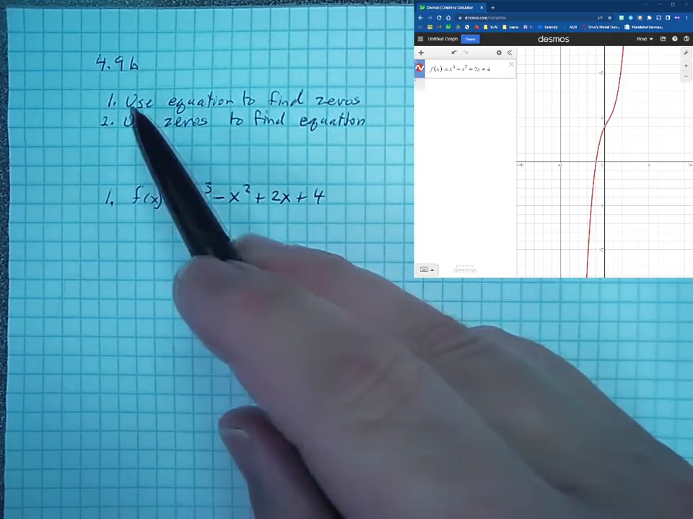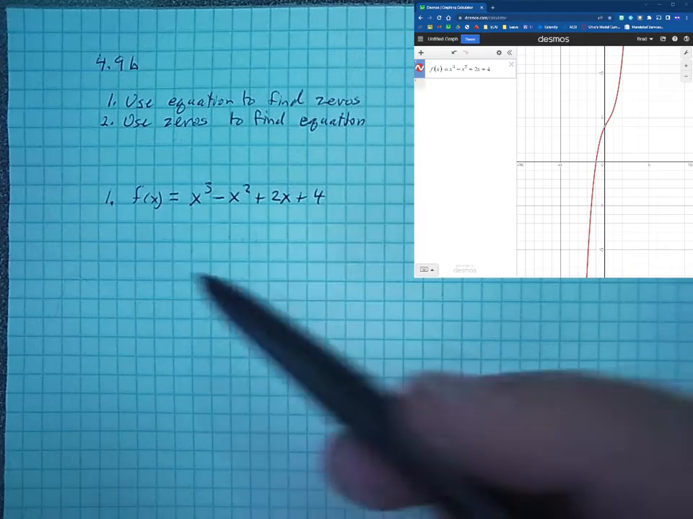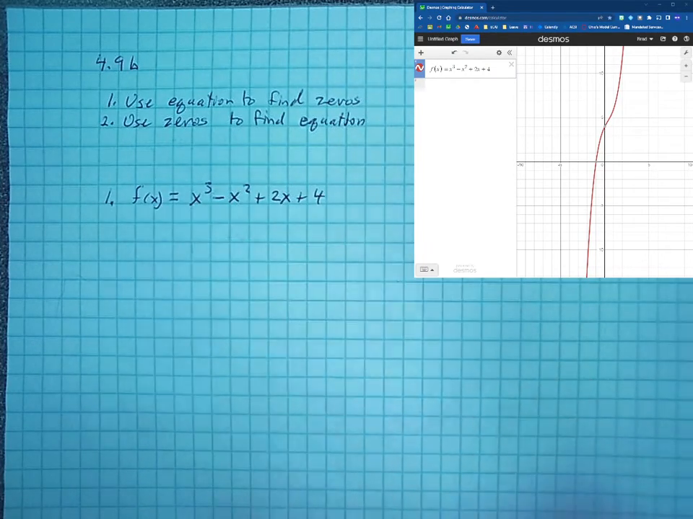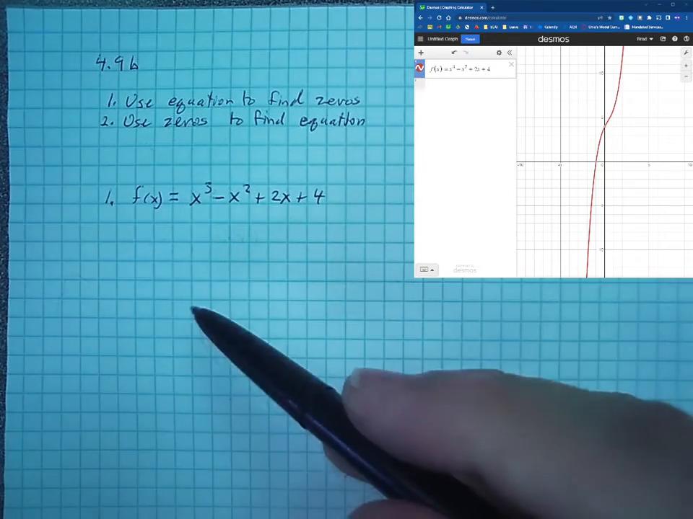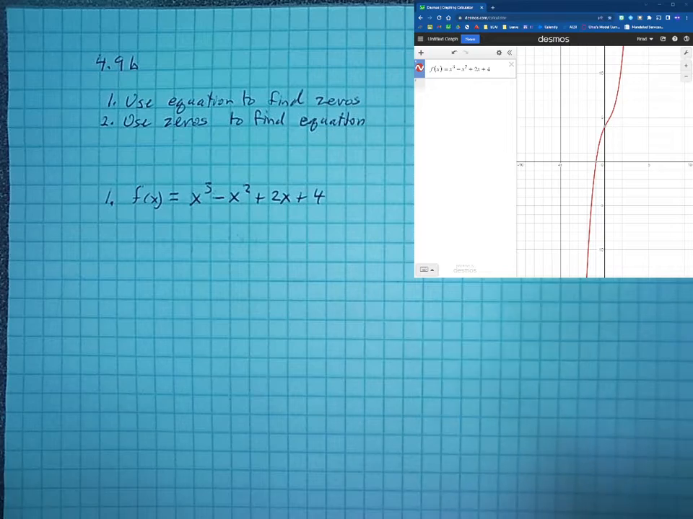So the first one is basically a review of what we did in 4.9a. It looks a little different because it's not an equation equal to 0. It's an equation that's defined for f of x, but otherwise it's the same. And then I'll show you an example where we use the zeros to write the equation.